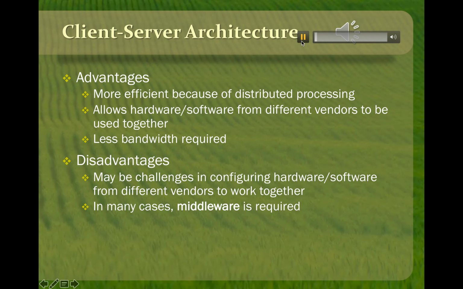Now let's discuss the advantages and disadvantages of the client-server architecture. The advantages are it's more efficient because distributed processing is possible. It allows hardware and software from different vendors to be used together, and that makes things better. PCs and Macintosh computers talk nicely.